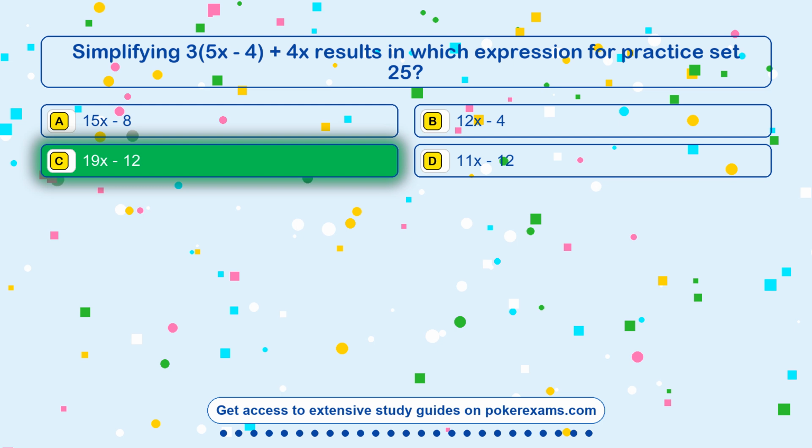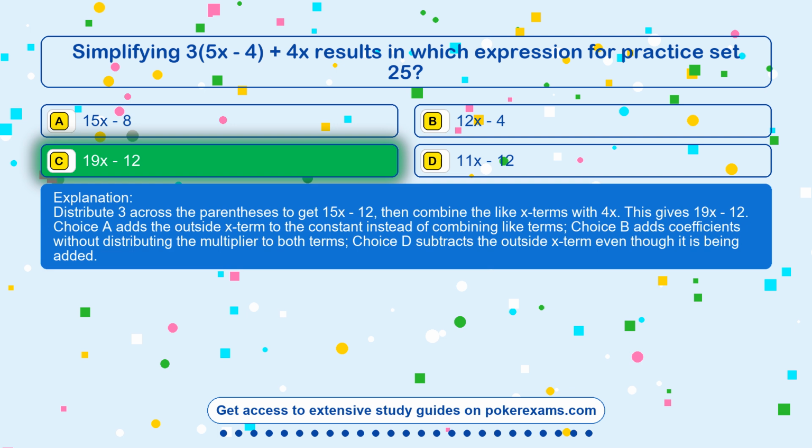The correct answer is option C, 19x minus 12. Distribute 3 across the parentheses to get 15x minus 12, then combine the like x terms with 4x. This gives 19x minus 12. Choice A adds the outside x term to the constant instead of combining like terms. Choice B adds coefficients without distributing the multiplier to both terms. Choice D subtracts the outside x term even though it is being added.